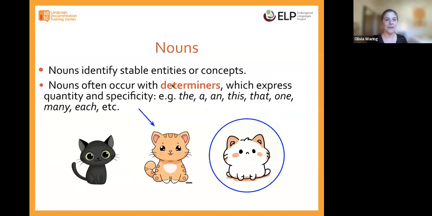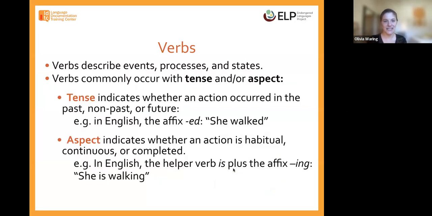So I'll give you a little example. Nouns, as we've learned in grade school, represent entities or concepts. And one way to tell what's a noun is the fact that it often occurs with what's called a determiner, which can express the specificity, right? If I say a cat, I can pick any of these three cats. Versus the cat, I'm specifically talking about this cat in the blue circle. I might say many cats, referring to all three. I might say this cat, because I'm pointing an arrow towards the one in the middle. So determiners just give me extra information about the word cat and about which specific cat I'm looking at. So if you see a word and it occurs next to a determiner, it's very likely that it's a noun. So that can help you out as you proceed with your language documentation.